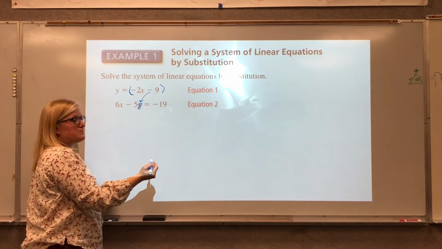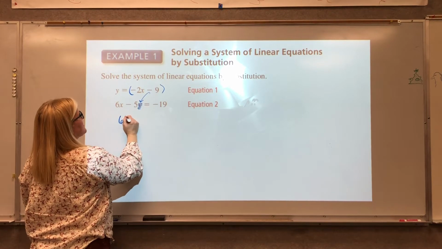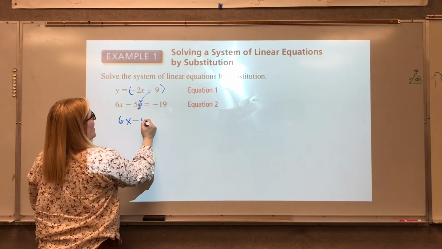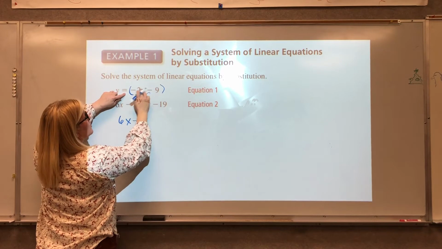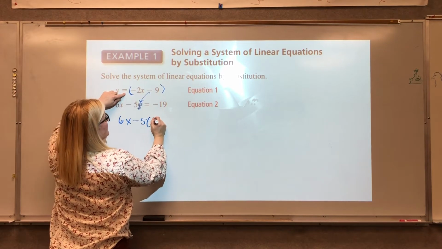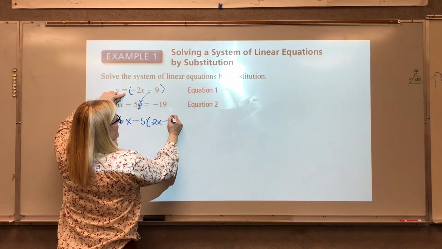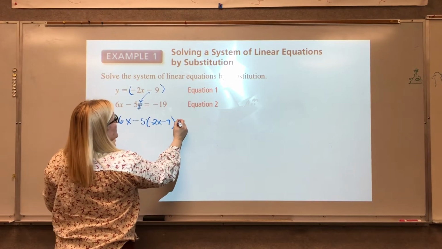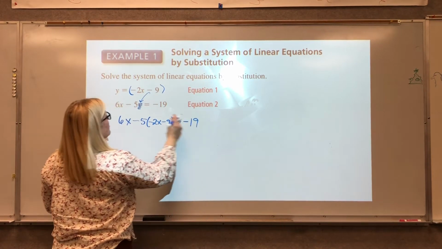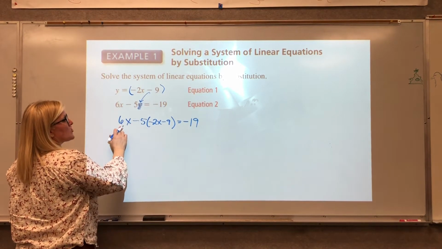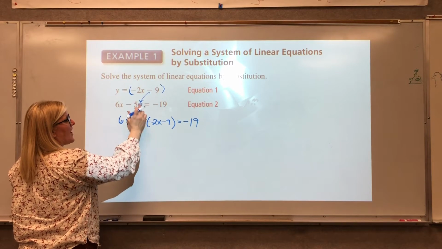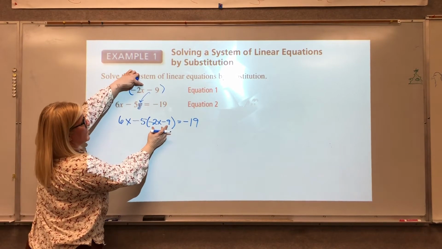is equal to. So now I have 6x minus 5 times y, but I'm putting in this instead, negative 2x minus 9, that's my y, equals negative 19. So these two equations are exactly the same, except this one has y and this one has what y is equal to.